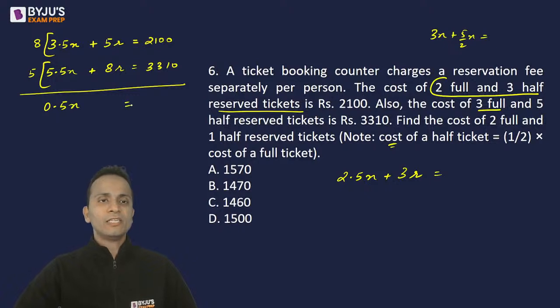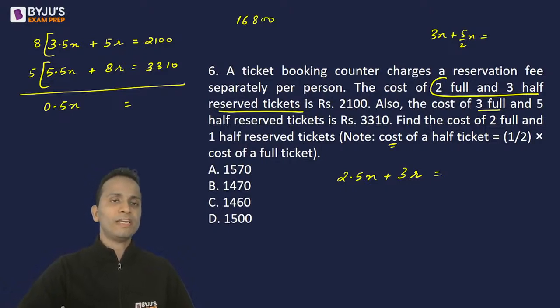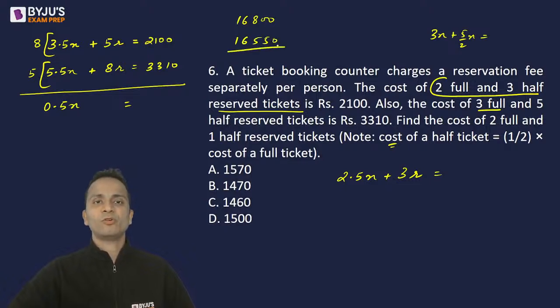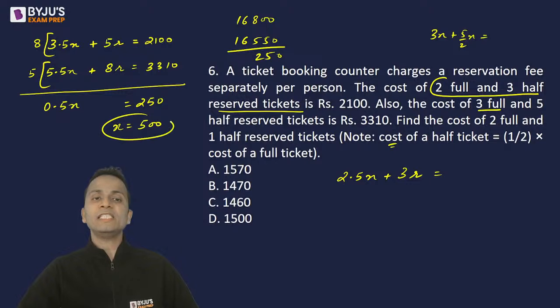40r will get cancelled. On the right hand side, 16,800 and 5 into 3, 15, 16550. Okay, so it is 250. So 0.5x is equal to 250. So the value of x comes out to be 500. I'm just solving these equations.